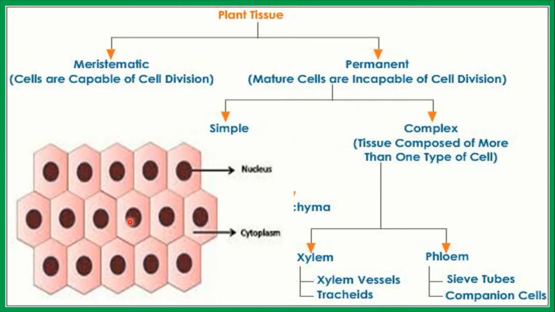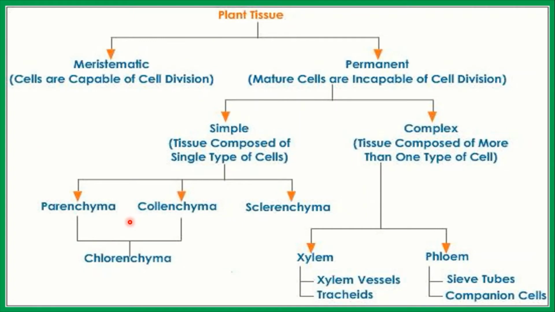Okay everybody, now let's see the permanent tissue. The cells of this tissue which are not capable of cell division is known as permanent tissue. In other words, those tissues which have lost the power of cell division are called permanent tissue. They have attained full size and shape. They originated from meristematic tissue. Mainly the permanent tissues are of two types, simple tissue and complex tissue. Today we will discuss the simple tissue.